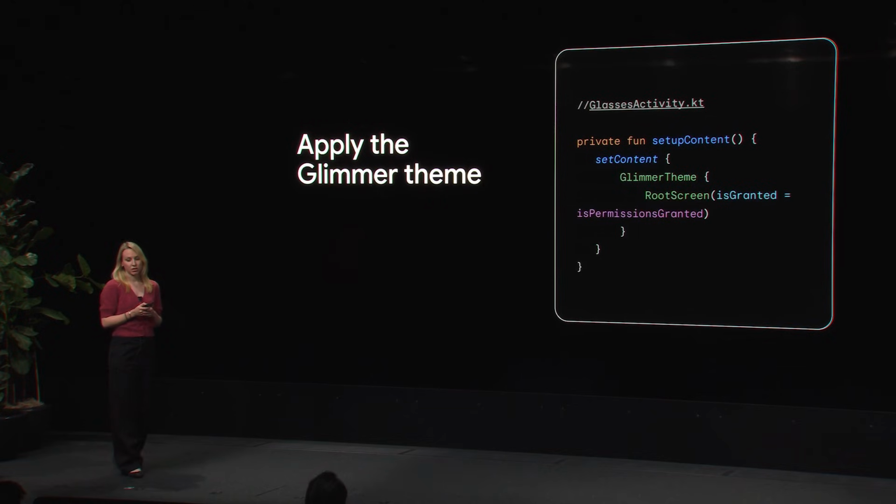So, with the permissions handled, we're ready to build the UI. And for this, of course, we're going to use Jetpack Compose Glimmer. Jetpack Compose Glimmer is our new design language, and Compose UI Toolkit built specifically for AI glasses. In the code, everything lives inside the root screen composable. We apply the Jetpack Compose Glimmer theme here and pass the permission state down, guaranteeing that the UI only loads after the glasses have access to the microphone.